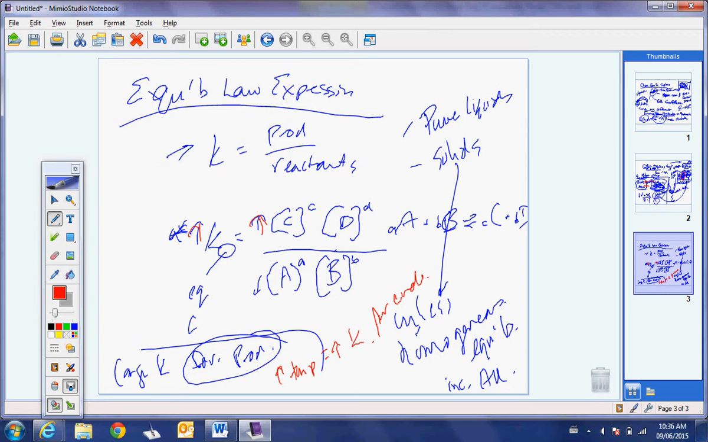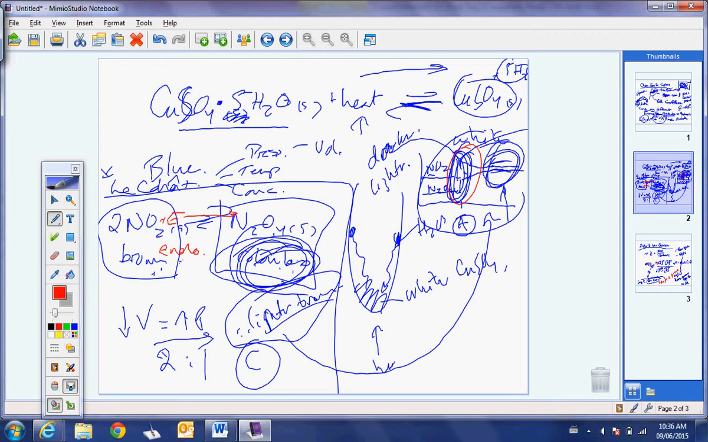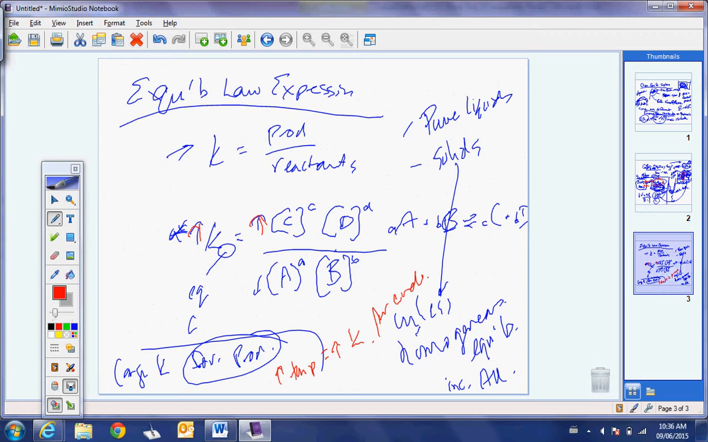Why would it increase the K value for the endothermic if you increase the temperature? Over here, if I increase the temperature, it's going to shift this way, giving me more products. So more products means a bigger top value, and a bigger number when I divide them.